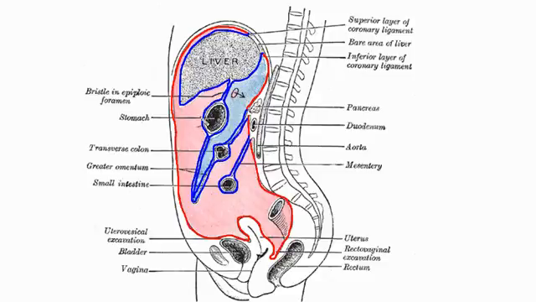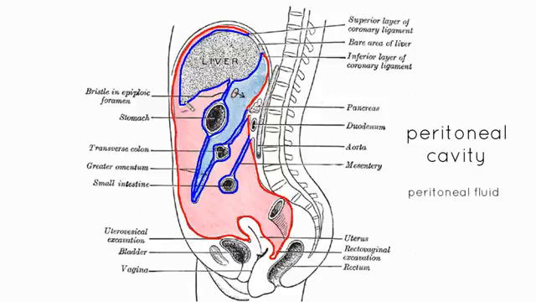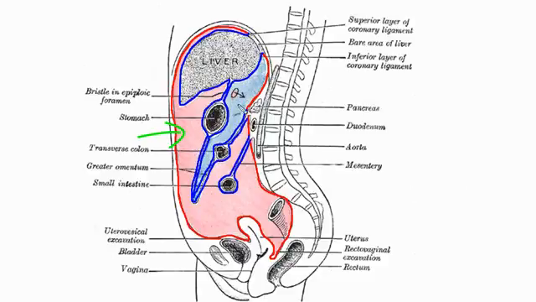There's a potential space between the parietal peritoneum and the visceral peritoneum, and this is called the peritoneal cavity, and this contains peritoneal fluid. You can see in this red shading and this blue shading, this is the peritoneal cavity. It's this potential space between the visceral peritoneum and the parietal peritoneum. The peritoneal fluid contained in this space helps to lubricate the movement and expansion of the gut.